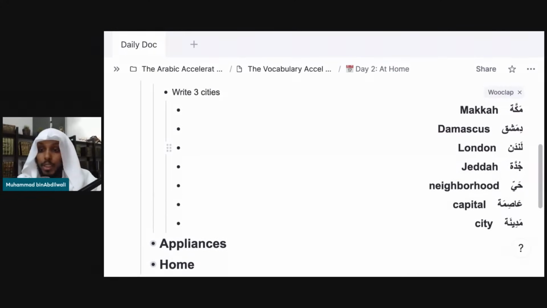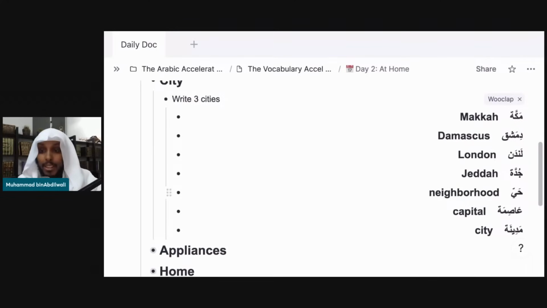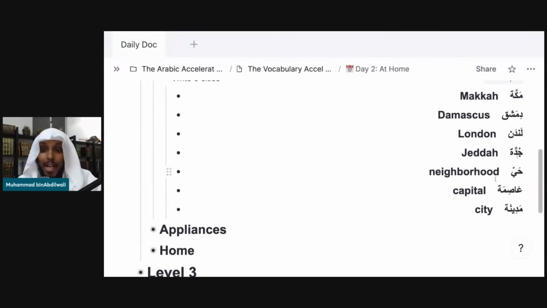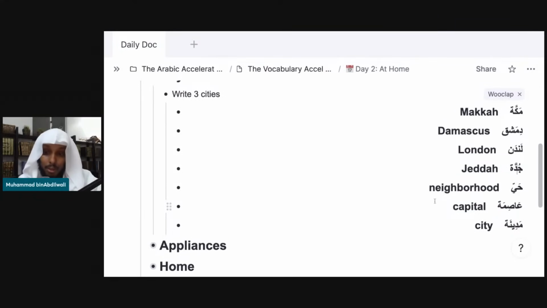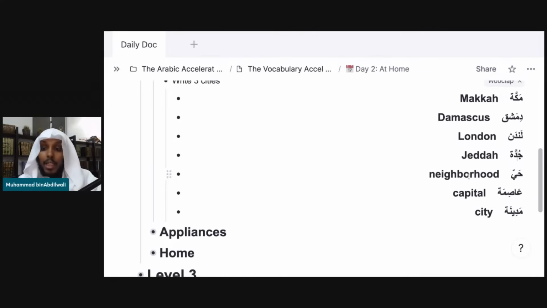I also have three things that are not actually cities, but they are connected to cities, which is Hay, neighborhood. Hay, which means neighborhood. Hay also in Arabic means alive, but I think it is one of those words that have been used for neighborhood because neighborhoods are lively, right? Or that's where people live, right? عاصمة, capital. عاصمة. ما عاصمة المملكة العربية السعودية؟ عاصمتها الرياض. عاصمتها الرياض.